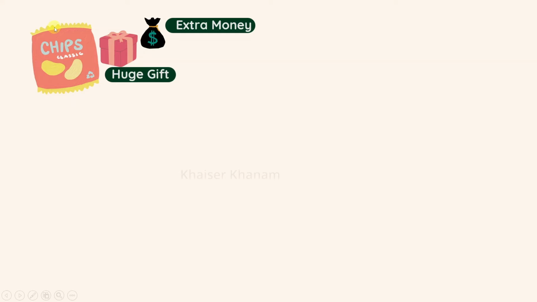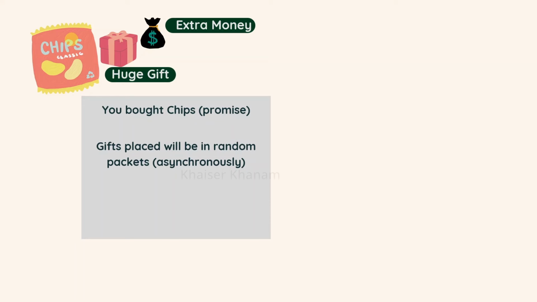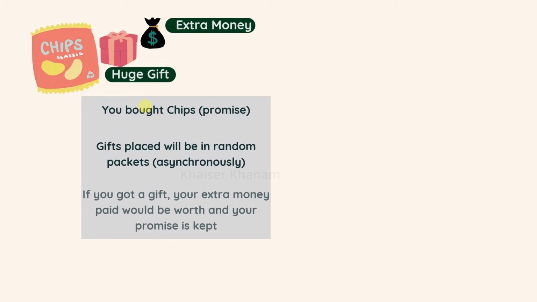So basically, we bought the promise here and we are not sure whether the gift will be present or not. While packing these chips, gifts will be placed in random order. There will not be any specific order in placing the gifts inside the chips packet. It will be in random order. That is nothing but it will happen asynchronously. And if I get the gift, then whatever extra money I have paid will be worth it and my promise will be kept.